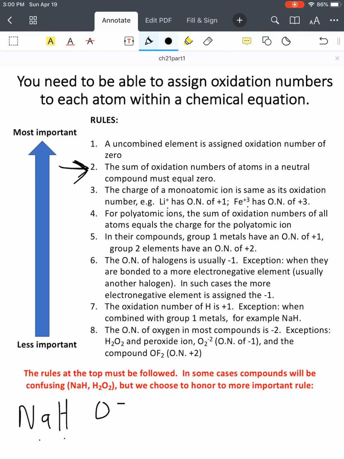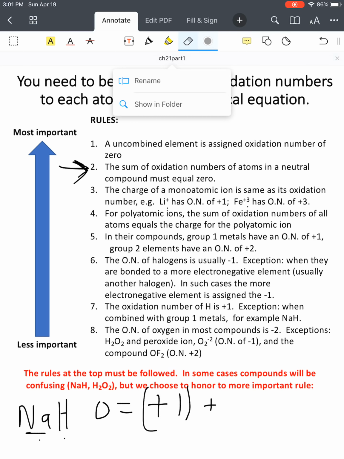So I'm reading on, reading on. Let's see. This one seems like it might be important. In their compound, group 1 metals have an oxidation number of +1. Sodium is a group 1 metal, so it should have an oxidation number of +1, shouldn't it? But notice that I included the word metal here in my list of rules. That's important. We don't usually think of hydrogen as being a metal, right?